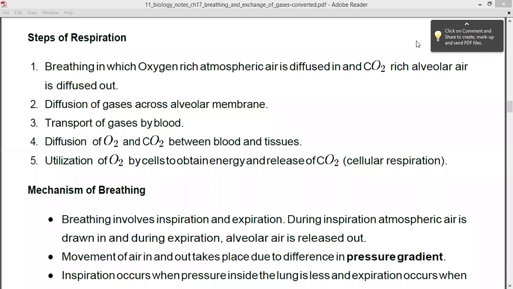Next step is the diffusion of gases across the alveolar membrane. So once the gases reach their place, after that the diffusion of the gases across the alveolar membrane occurs. The third step says that the transport of gases by blood takes place, right? So the transport of gases occurs in a medium which is known as blood.